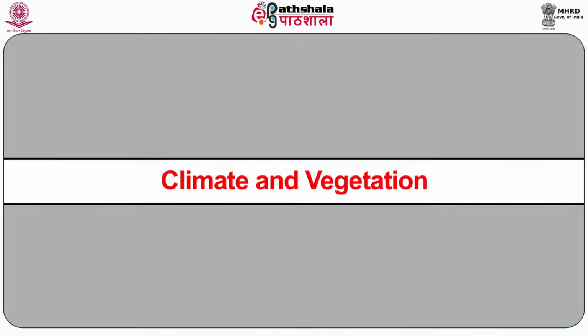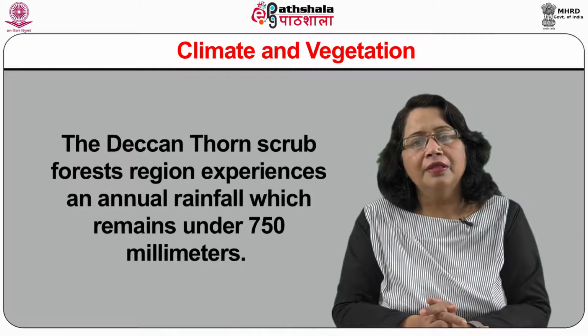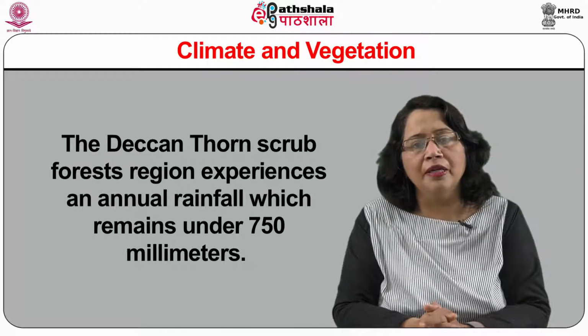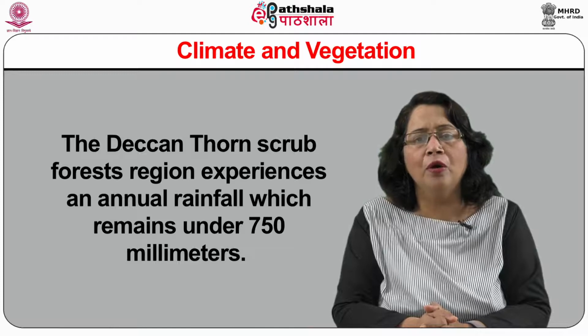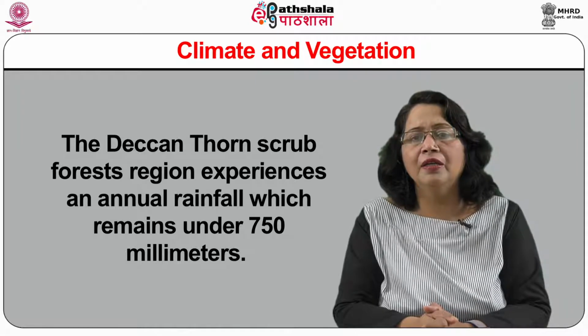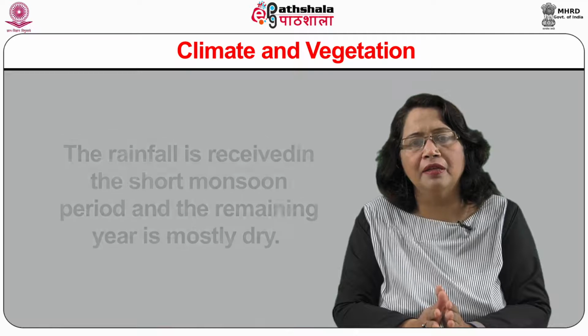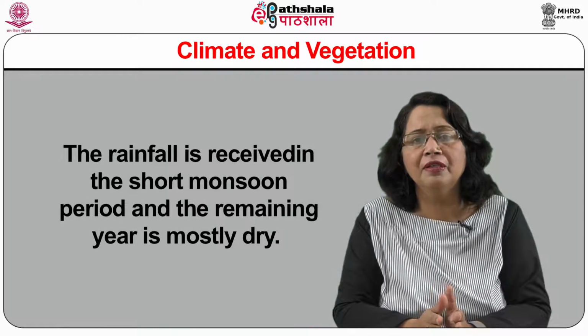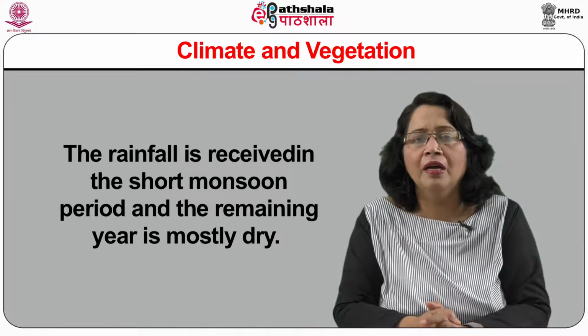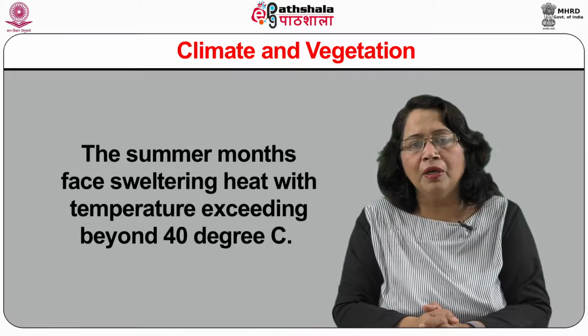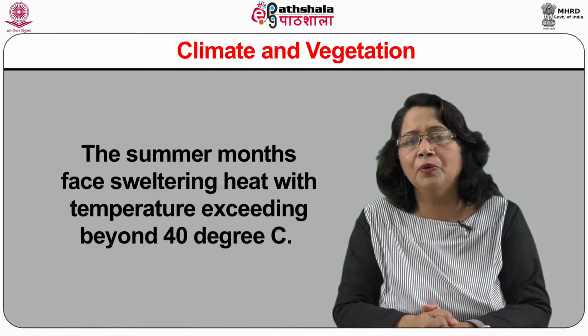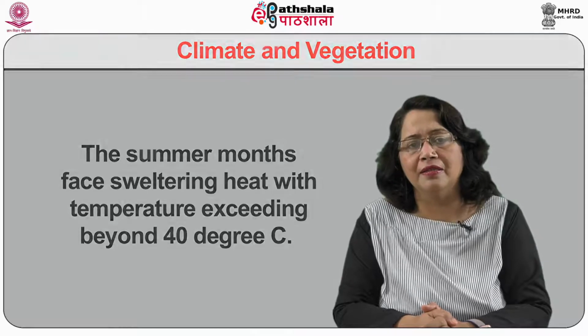Climate and vegetation. The Deccan thorn scrub forest region experiences an annual rainfall which remains under 750 millimeters. The rainfall is received in the short monsoon period and the remaining year is mostly dry. The summer months face sweltering heat, with temperatures exceeding 40 degrees Celsius.